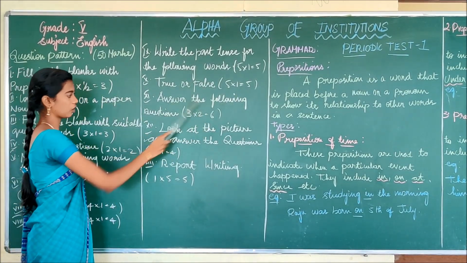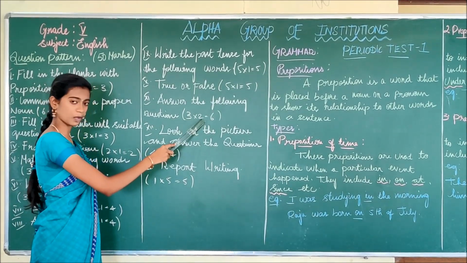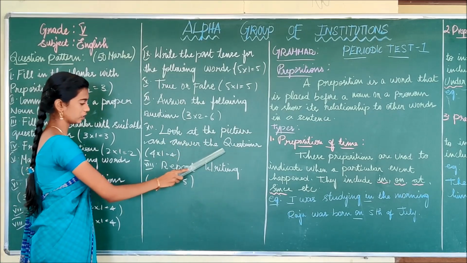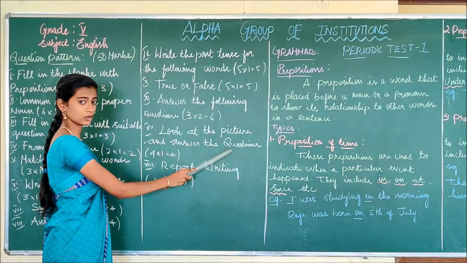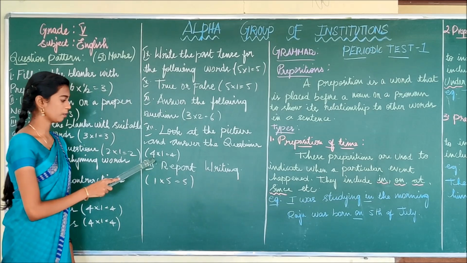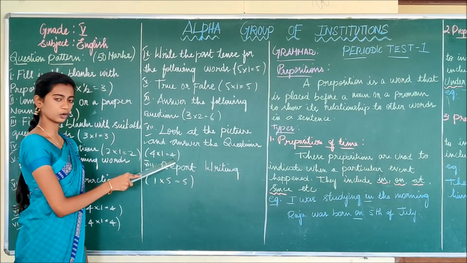Next, answer the following questions. You will be given 3 questions. Each question carries 2 marks and totally 6 marks. Look at the picture and answer the questions. Okay, so you have to observe the picture carefully and there will be questions. How many questions? There will be 4 questions. Each question carries 1 mark and totally 4 marks.